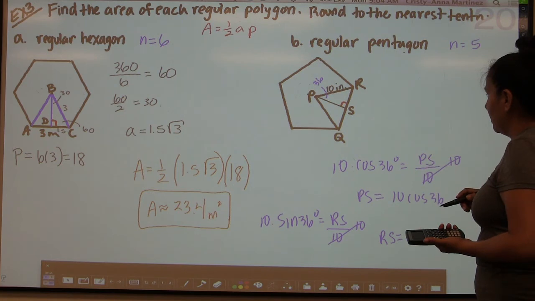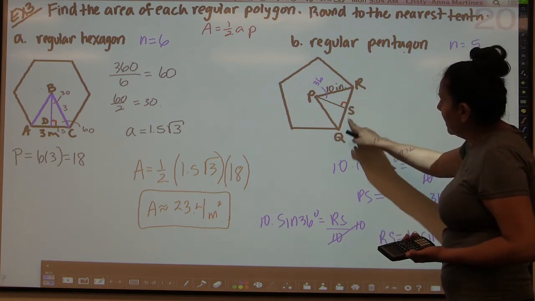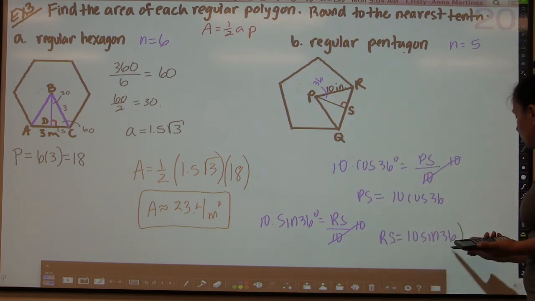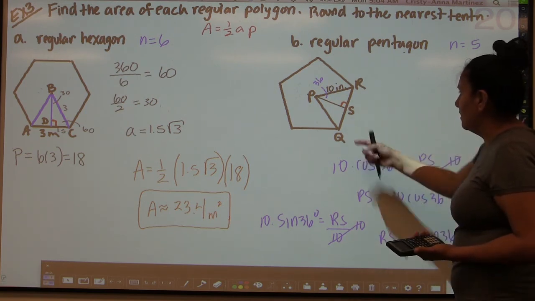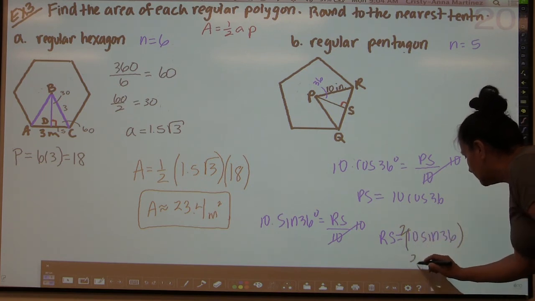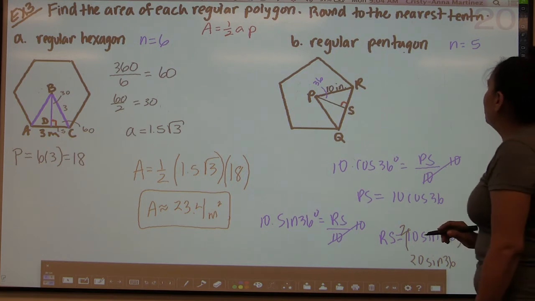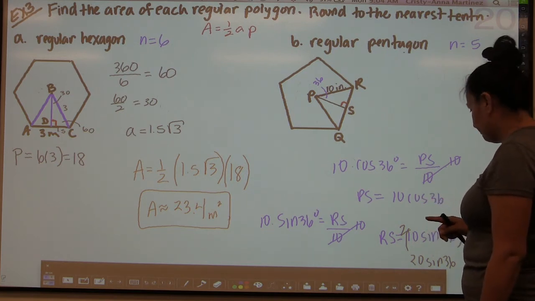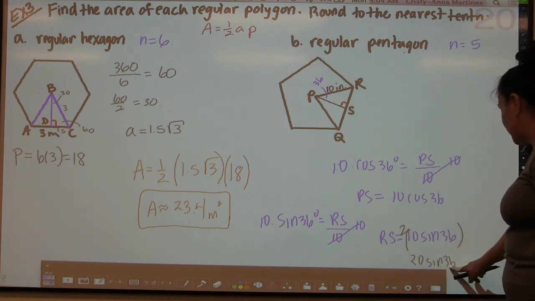And so now we have everything that we need because RS is half of the side length. So I need to times RS by 2 because the side length will be twice that. So I'm going to get 2 times 10 is 20 sine 36. Alright? So now I can plug it into my formula because my perimeter, sorry, I'm not ready yet. That's the side length. The side length is 20 sine 36.